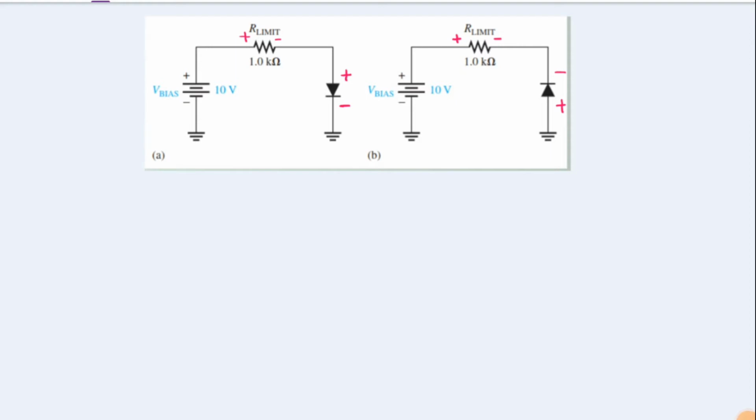Hello guys, I am preparing a playlist where I will talk about basic electronic circuits. In this playlist, I will first examine the circuits theoretically and then try to show the circuits on the Proteus. Let's start with our first circuit.